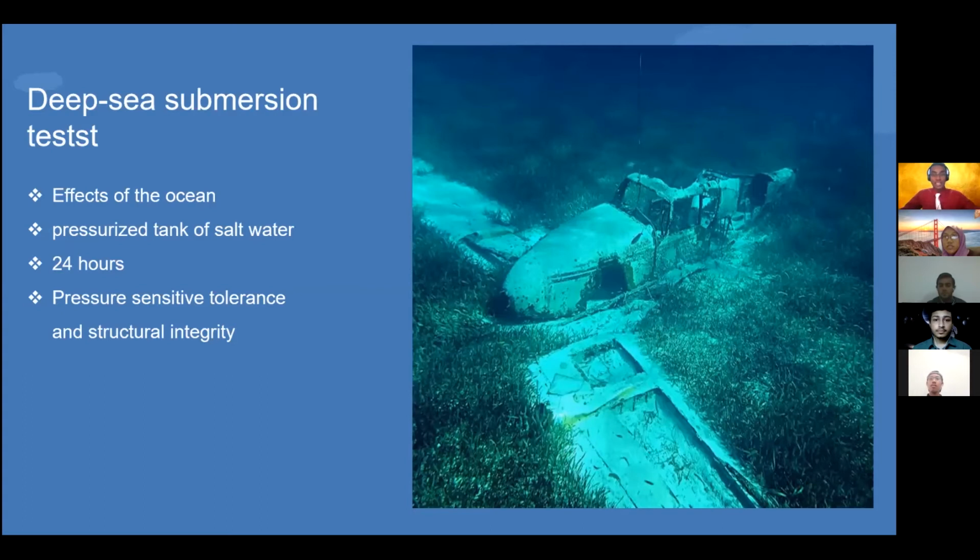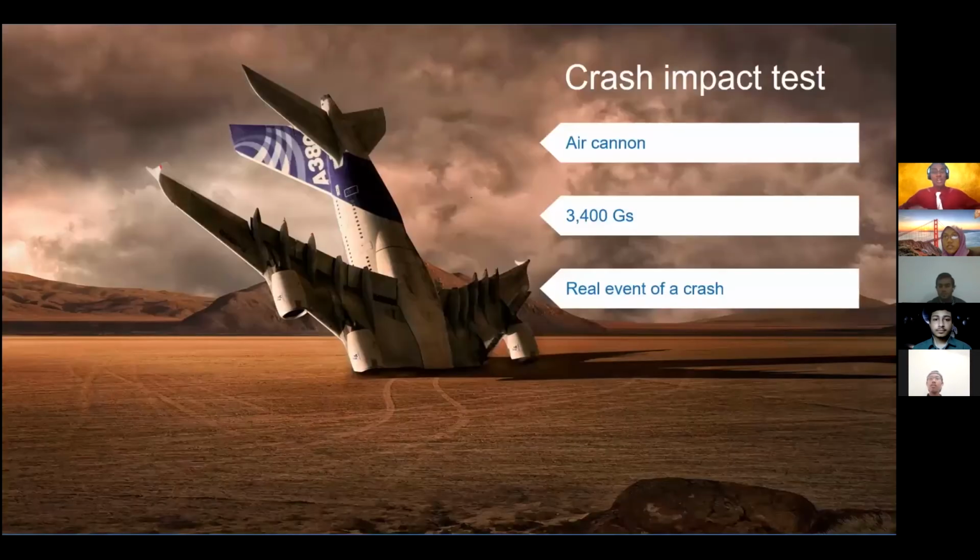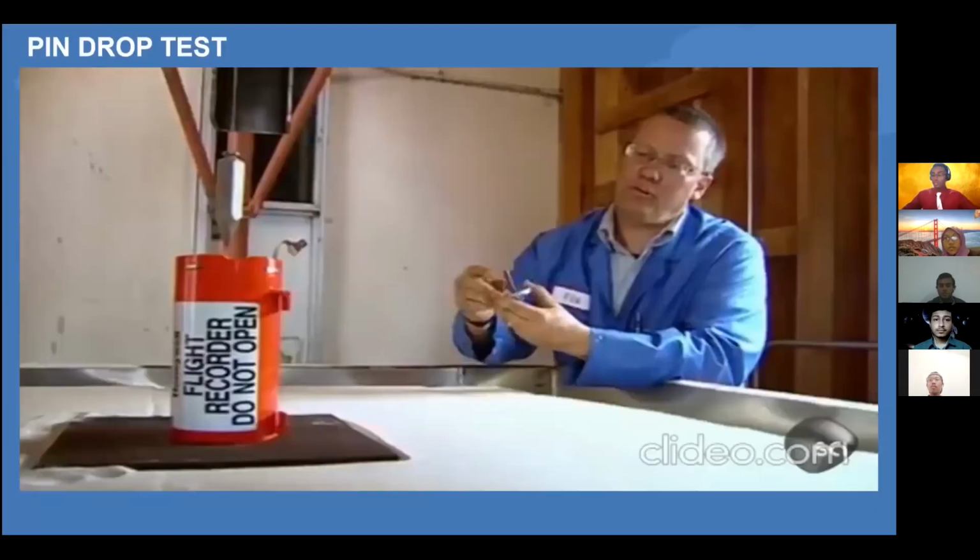Okay, the next test is the crash impact test. During the crash impact test, an air cannon is shot onto the black box, and the pressure that the black box receives is as much as 3,400 Gs, which is the equivalent of the pressure that a black box would receive in a real crash event. The next test, as you can see in the video, is the pin drop test.